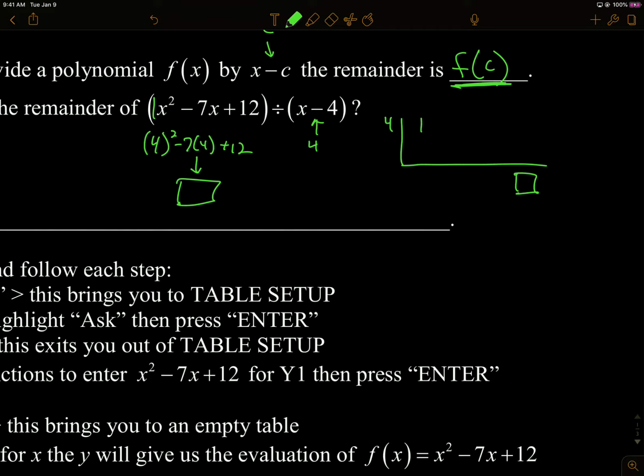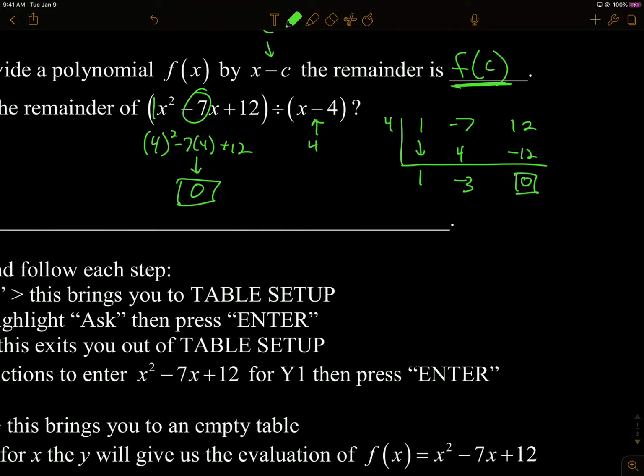We've got 1 for our coefficient. We've got negative 7. And then we've got 12. So the 1 comes down. 1 times 4 is 4. Negative 7 plus 4 is negative 3. 4 times negative 3 is negative 12. So that is 0. So that's what we would get if we plugged 4 in there. We would get 0.